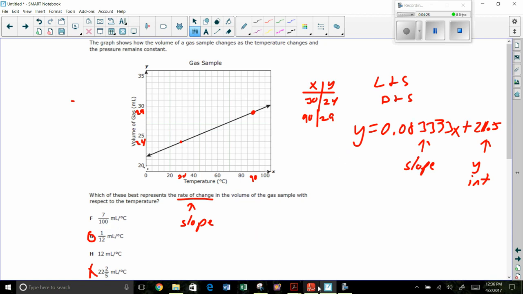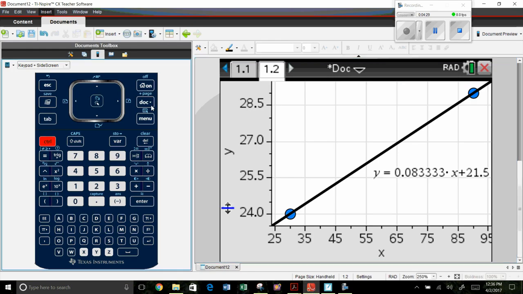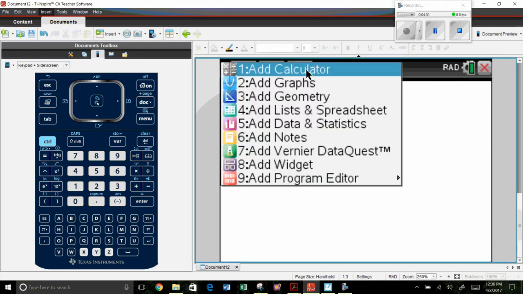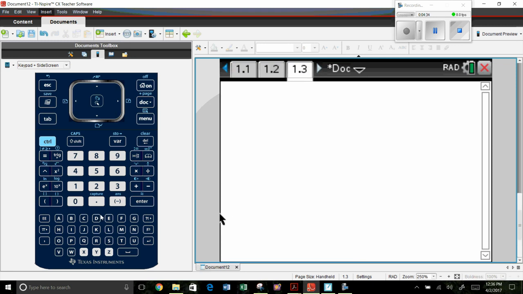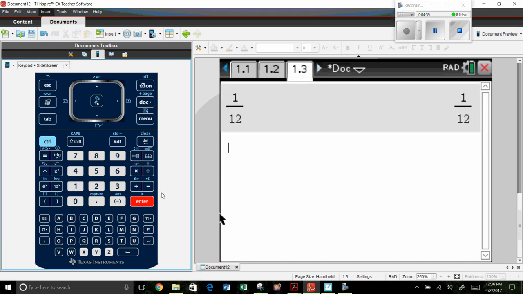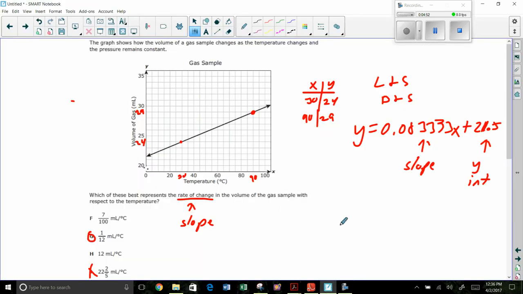So we go back to our calculator, Control Doc. I want a regular calculator, and the number we were double checking was 1 divided by 12. Now if I press enter, I just get a fraction. For me to turn that fraction into a decimal, we click Control Enter. My answer, 1 over 12, is the same thing as 0.08333. And that should match. So let's write that down. 1 over 12 was equal to 0.08333, which matches that one right there. G is the correct answer.